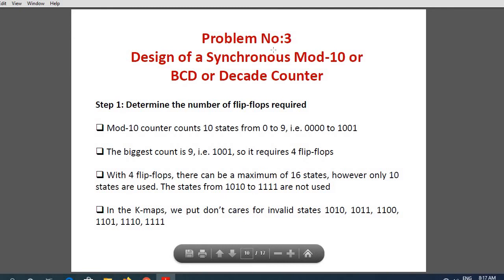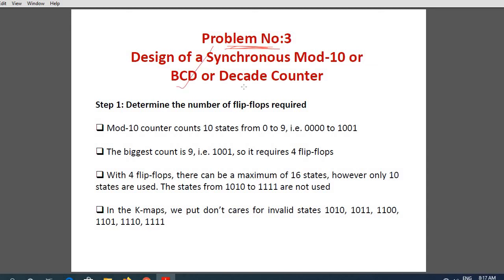Now we'll go to the next problem. Problem number 3, design of a synchronous mode 10 counter, or mode 10 counters you call it BCD counters or decade counters. So the question can come in any way. Design of mode 10 or BCD or decade counter. So mode 10 counter counts 10 states, 0 to 9, 0000 to 1001. The biggest count is 1001.